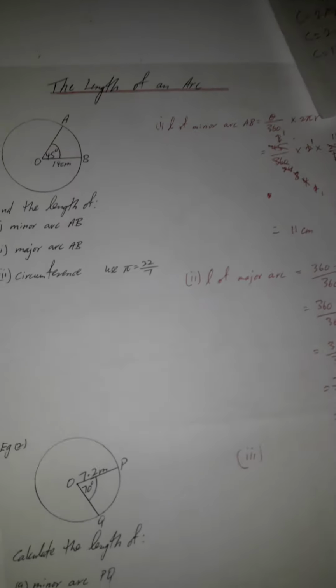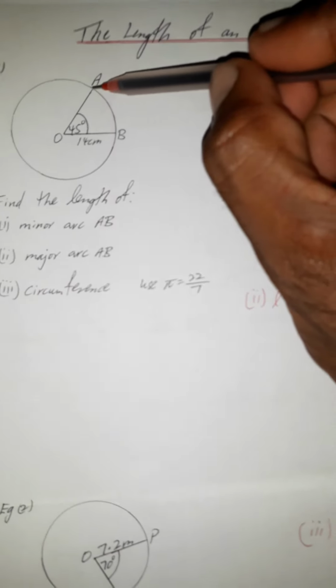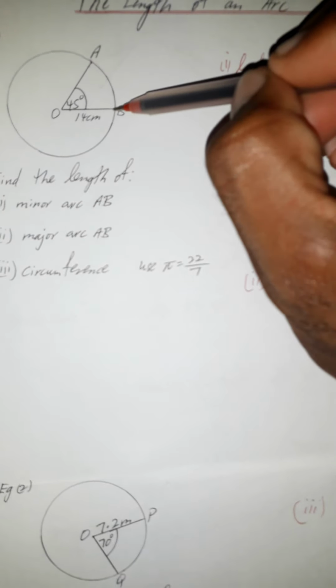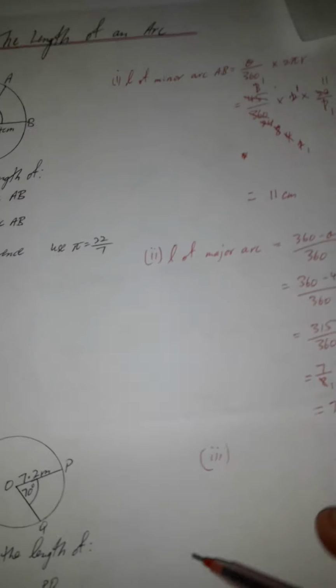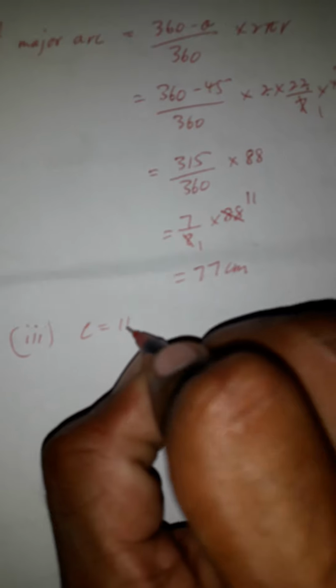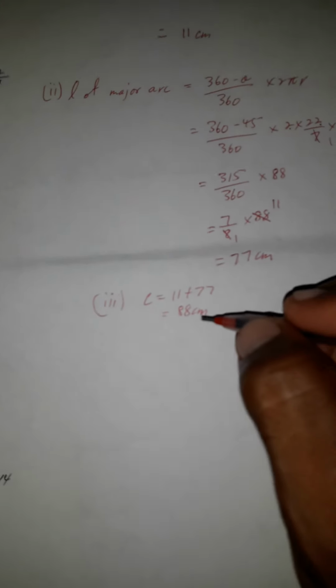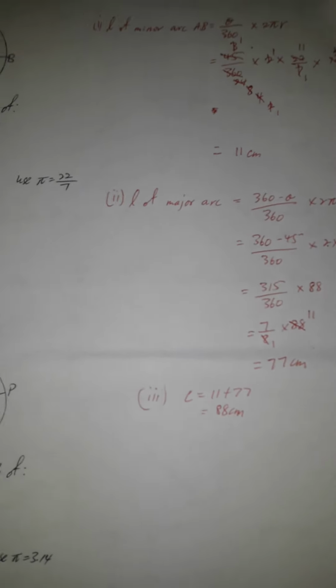Alright, and number 3, quickly. The circumference. So we want to find the distance around the shape, right? Let us not waste much time, because we already found from here to here it's 11, and from there straight around is 77. So all we need to do is add both of them, the 11 plus the 77. So the circumference will be 11 plus 77, which will give us what? 88. But if you want to use the formula, you'll get the same answer, which will take up some more time.